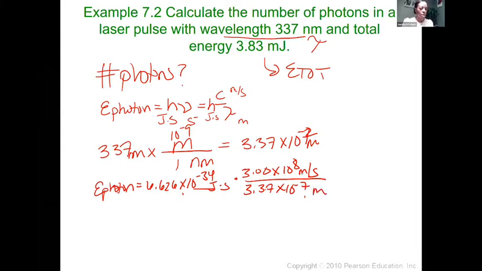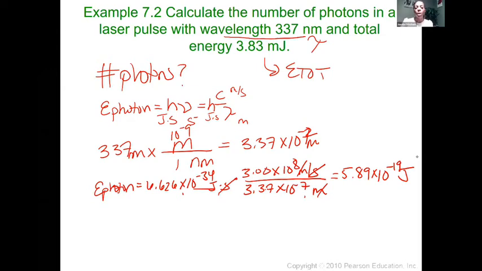And so we plug that in, 6.626 e to the negative 34 times 3e to the 8th divided by 3.37 e to the negative 7. And we end up with 5.89 times 10 to the negative 19. In terms of units, our seconds cancel, the meters cancel, and we're left with just joules. So that's the energy that one photon would have.